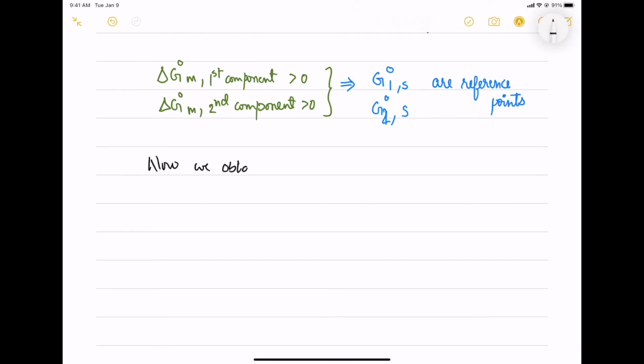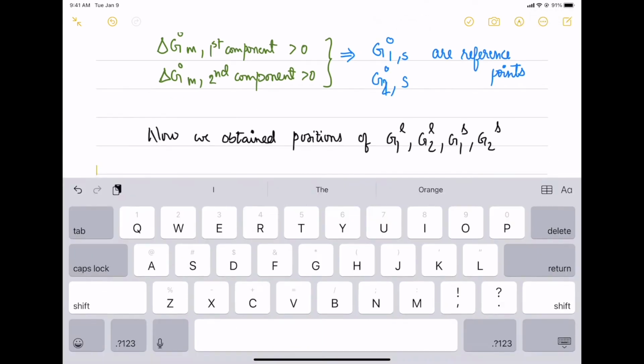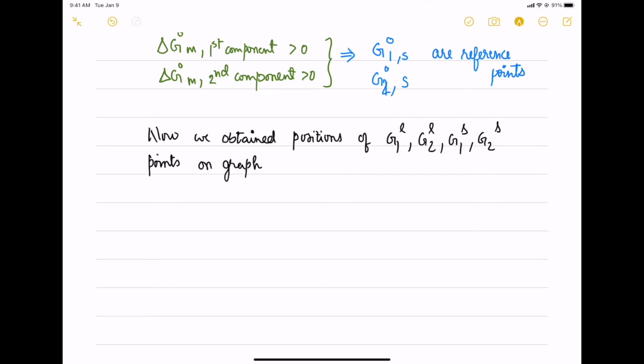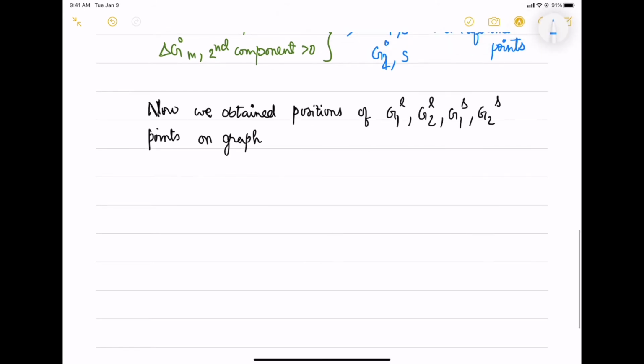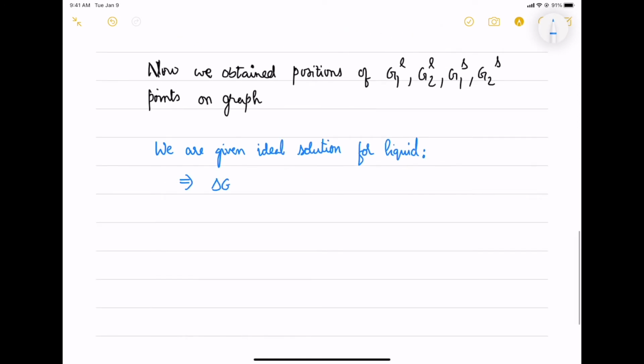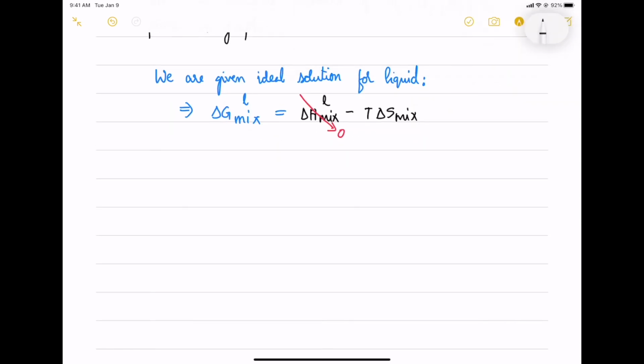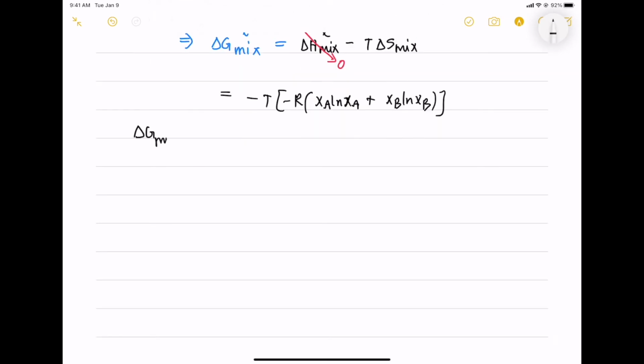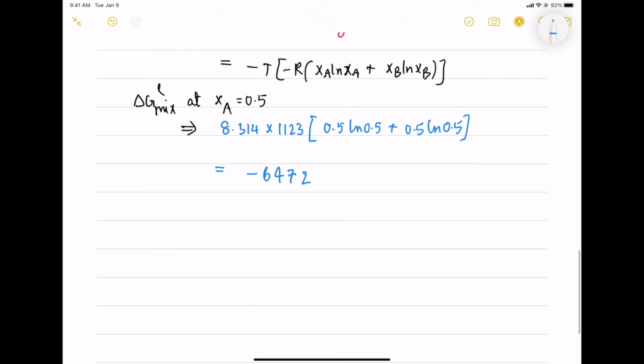After that, we have obtained the positions of these 4 points on the curve. Now we can draw or obtain the curve. For an ideal solution, we know that delta H mix minus T delta S mix is delta G mix, and delta S mix is 0 for the liquid, which is ideal, and we get it. So it exhibits a pure ideal solution.